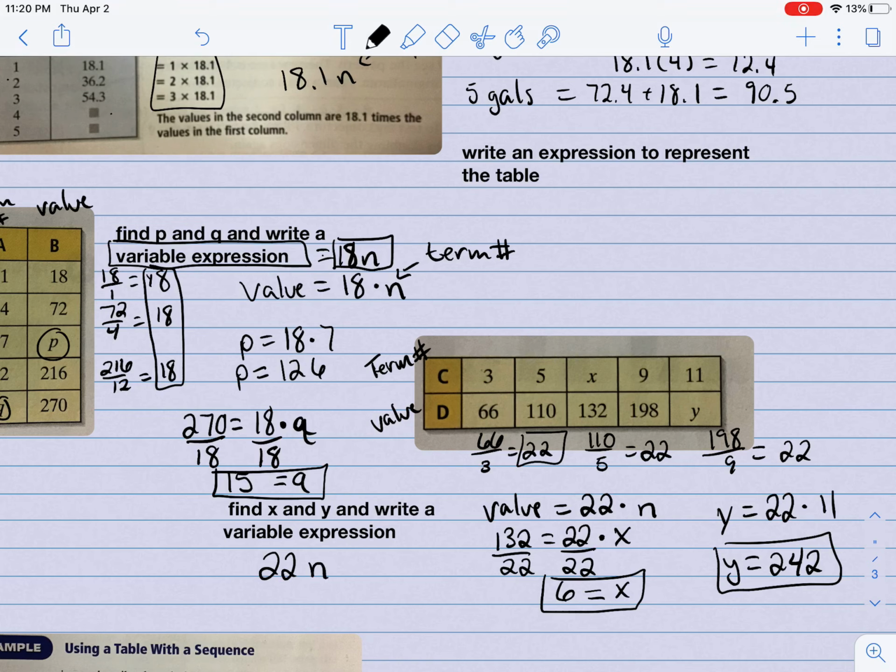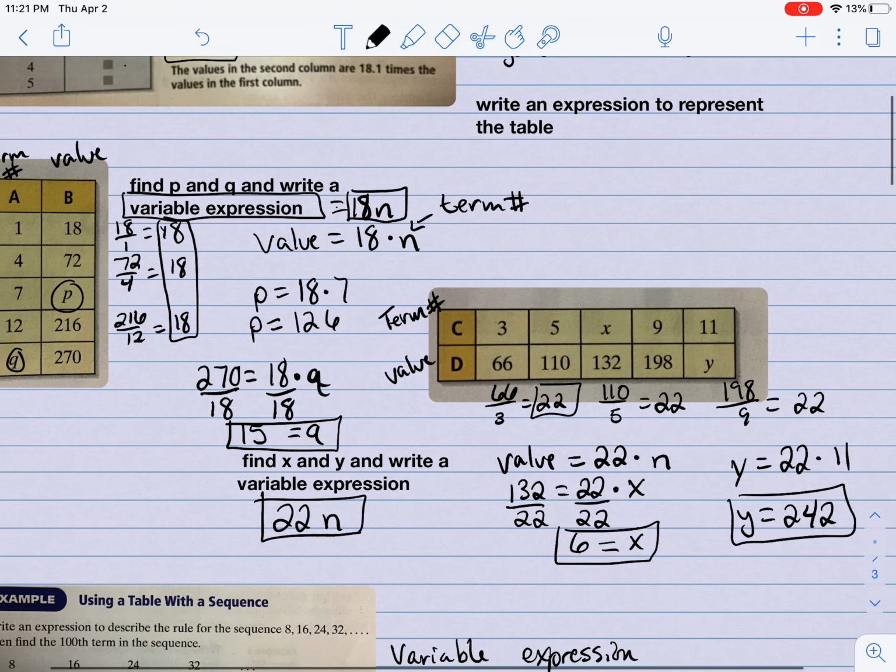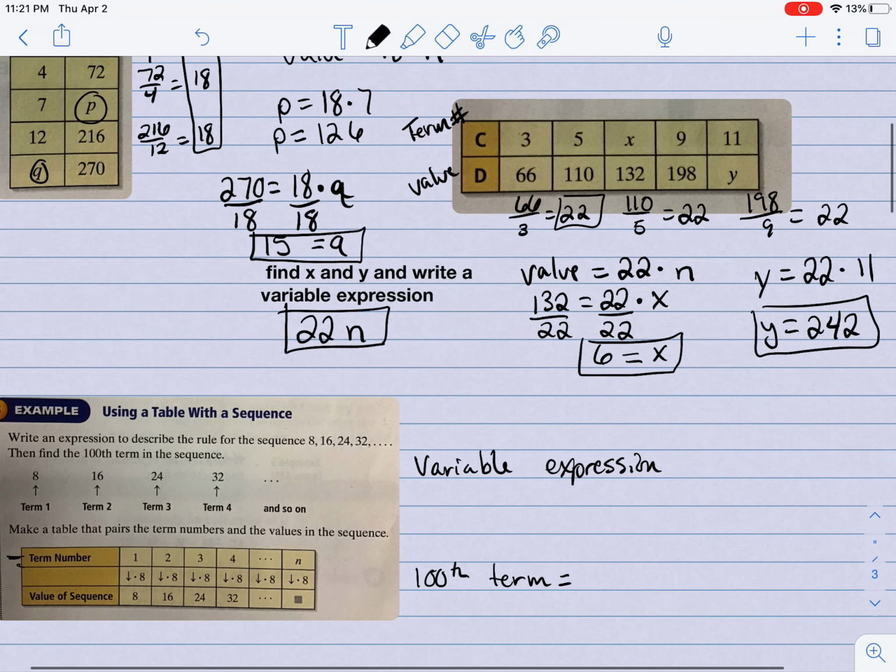Okay, so then the variable expression, that's just going to be 22n. So if we want to find what the 10th term is, we just take 22 times n. So this is our variable expression.